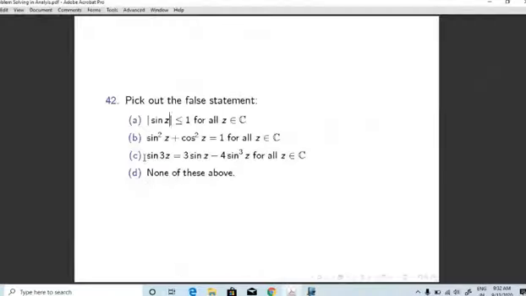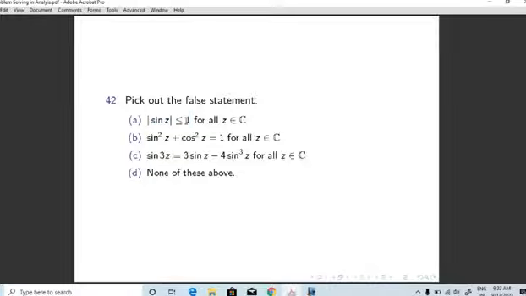Similarly, for the third one, we know that sin 3x = 3 sin x − 4 sin³x for the real case. Again, by the identity theorem, this equation is also true for complex numbers. Therefore, these two are always true statements. The question is which is the false statement. The first one is the false statement.